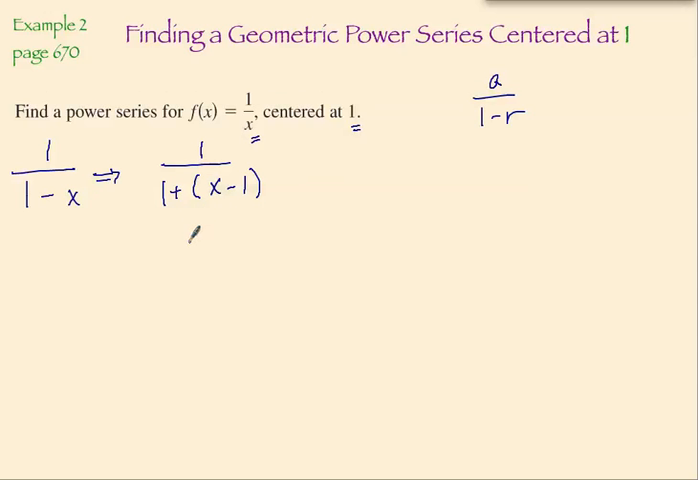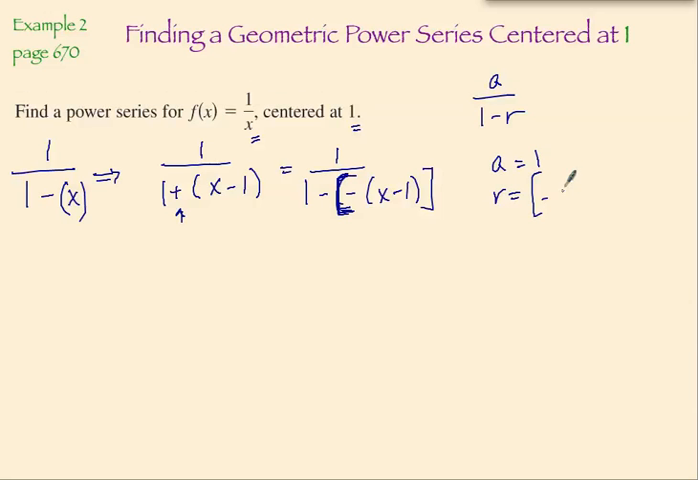Now, it's not quite right, though, because I need a 1 minus the radius quantity. So let's rewrite this again, going 1 minus a negative, I should probably put a square bracket here, x minus 1. Okay, so that minus a negative takes care of the fact that it was actually plus, but now I have it arranged so that I can identify the a, which is 1, and the r, which is, I'm going to keep it like this right now, negative x minus 1. That's the quantity.